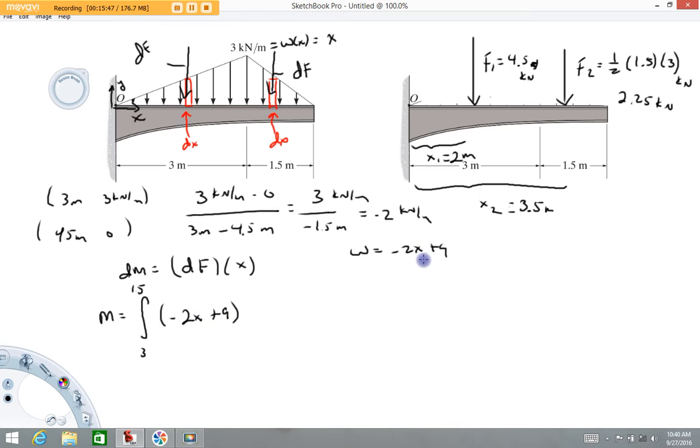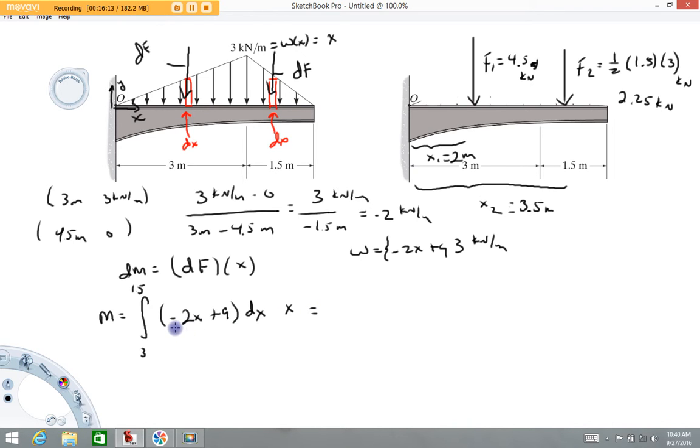Actually, the minus 2x plus 9 gives the load density. This has units of kilonewton per meter. To create a force, that has to be multiplied by dx. So this is now equal to dF times x. I'll go ahead and put this over here. All right, so this is now a force times a distance. It's now a moment.